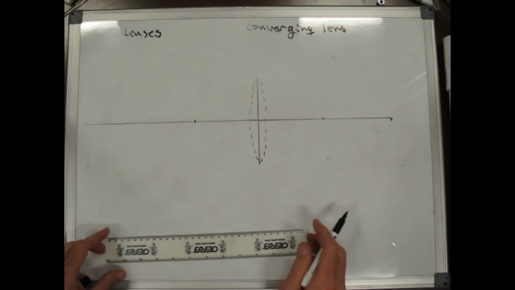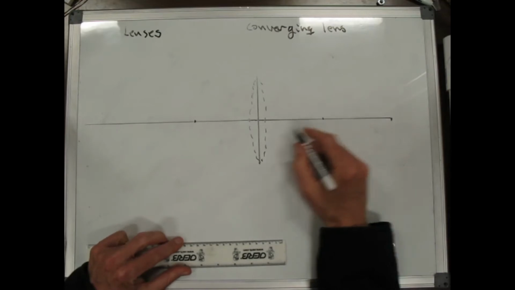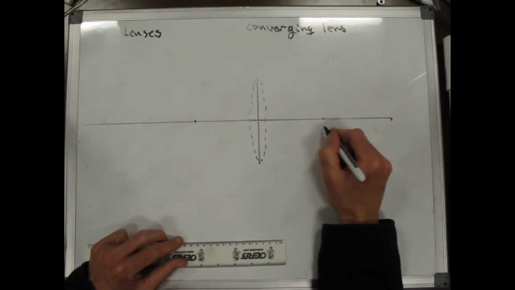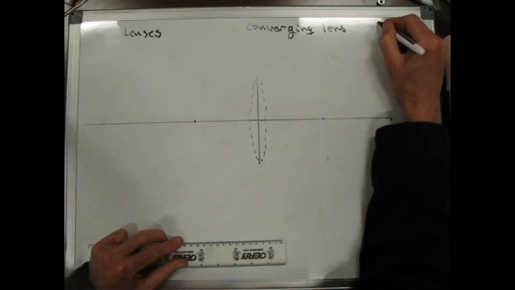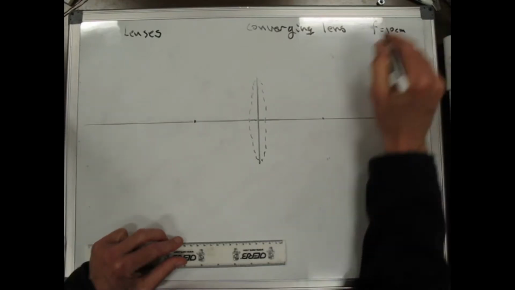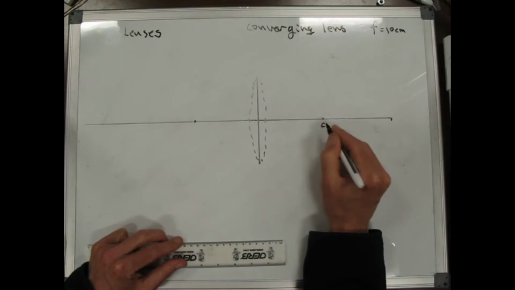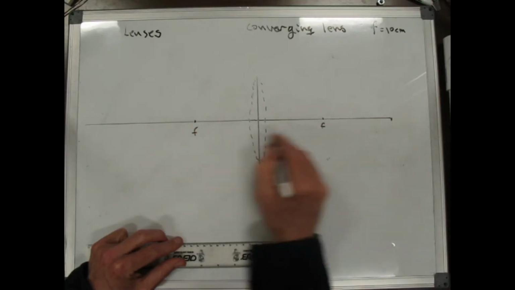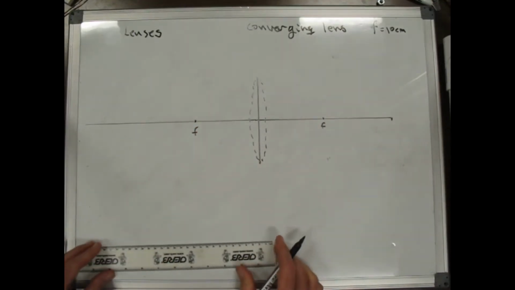That's why I just put dotted lines for the surface. We'll say this has a focal length of 10 centimeters. And so this is the focal point here, and another focal point. The distance to that is the focal length.